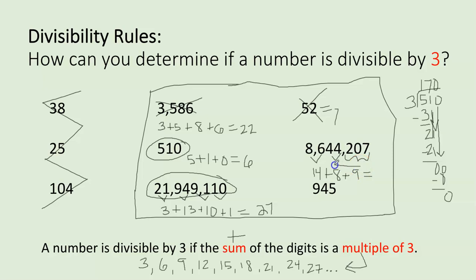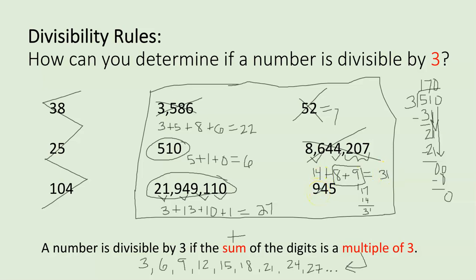All right, so I'm going to add 8 and 9 to make 17. And then I'm going to add the 14 and the 17. And we get, 7 and 4 is 11, carry the 1, 1, 2, 3. So we get 31 for our sum. So when you add 8 plus 6 plus 4 plus 4 plus 2 plus 0 plus 7, you get 31, and 31 is not a multiple of 3, so you cannot divide, well, you can divide it by 3, but you'd have a remainder. 8,644,207 is not divisible by 3 because the sum was 31.